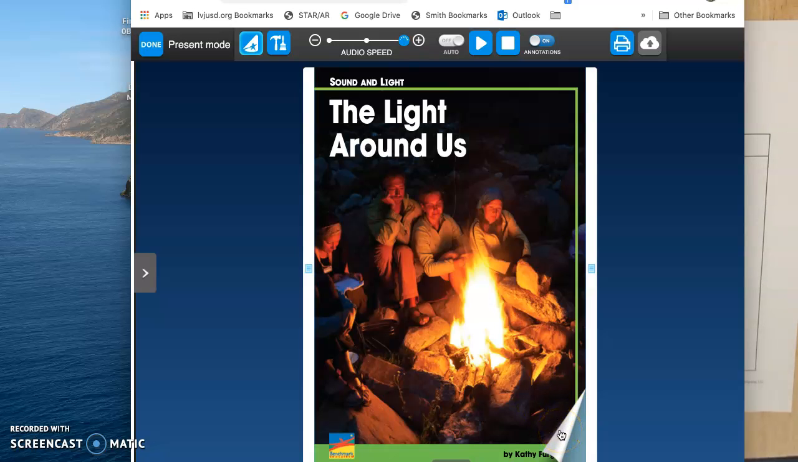We previewed this book yesterday in our lesson, so today we're going to go ahead and read it. Think about what we did yesterday and how we made some predictions about what we might learn in this text and what type of text this is going to be.